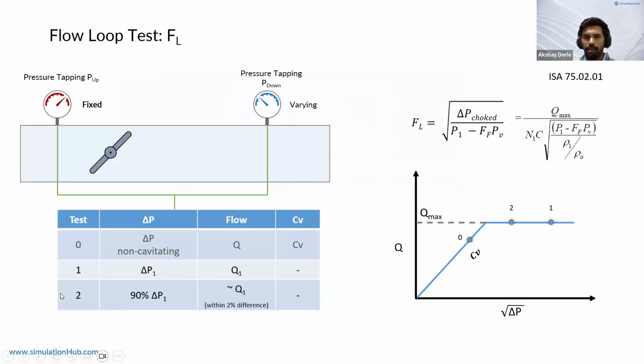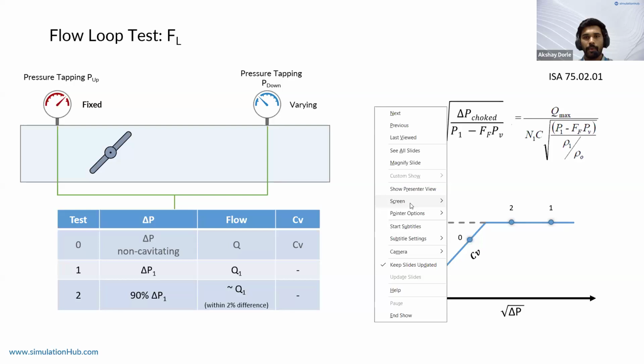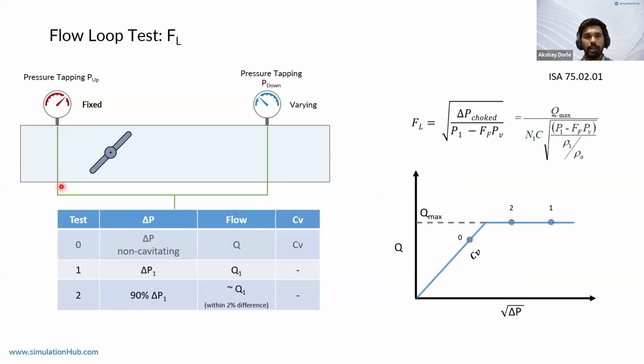So we have seen how FL matters, how it's defined, what causes the flow to choke. Now we'll understand how FL is actually measured. We'll have a look at the physical flow loop test setup. In this case, there's the pressure tapping at the upstream and the downstream. We start with a non-cavitating flow for the CV. Then we increase the pressure drop by some value.